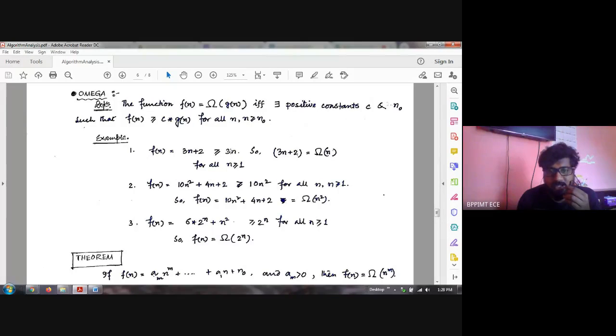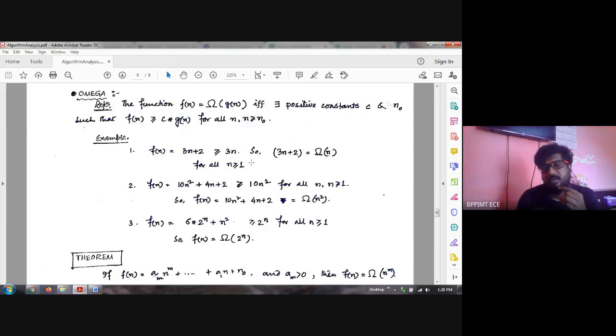Okay. So this is your c times g(n). Here g(n) is equal to n and c is 3, and this is true for all positive n, meaning n greater than or equal to 1. n can't be equal to 0. n is the number of elements, so it can't be 0. At least one element should be there in the data structure. That's why n is greater than or equal to 1.